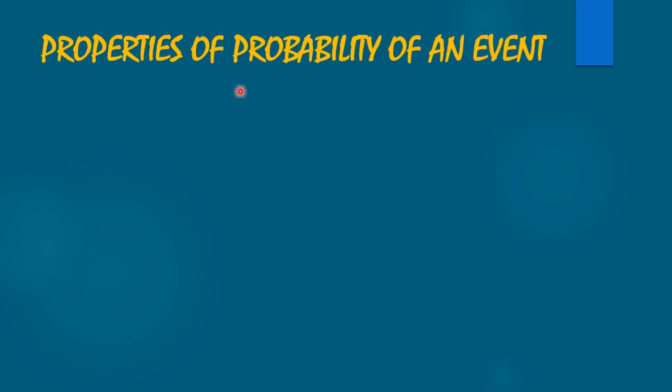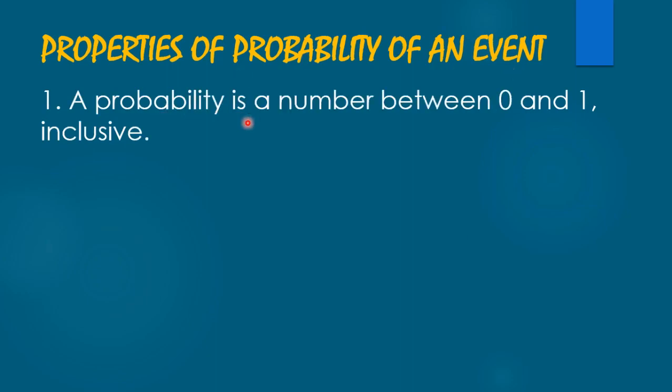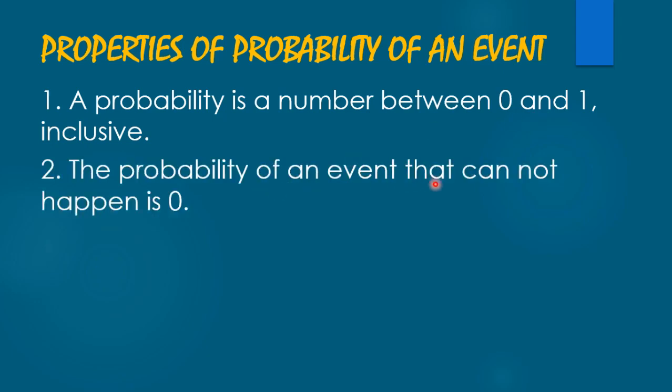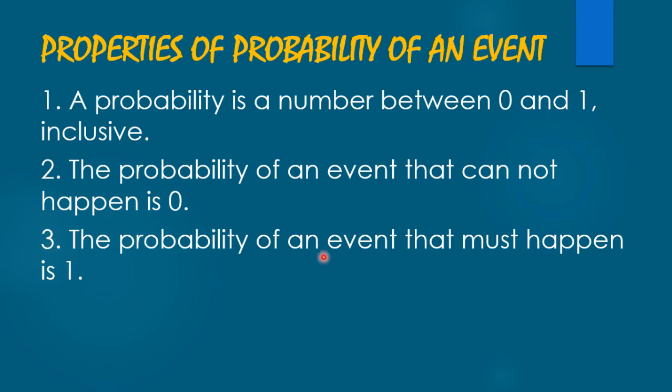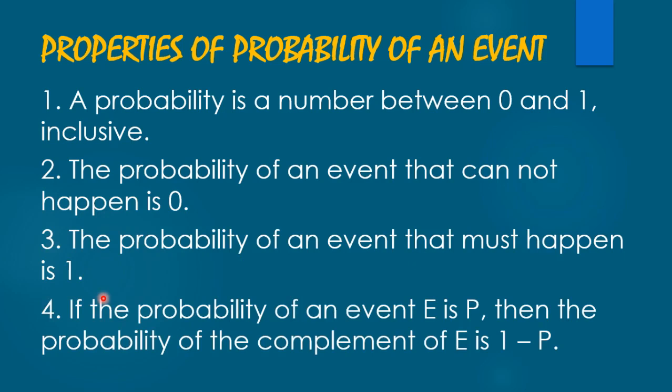We have different properties of probability of a given event. First, a probability is a number between 0 and 1 inclusive. Next, the probability of an event that cannot happen is 0. Then, the probability of an event that must happen is 1. And lastly, if the probability of an event E is P, then the probability of the complement of E is 1 minus P.